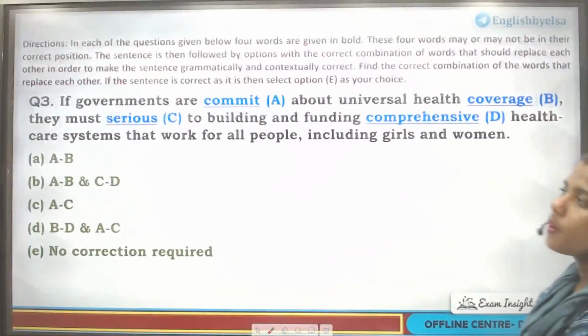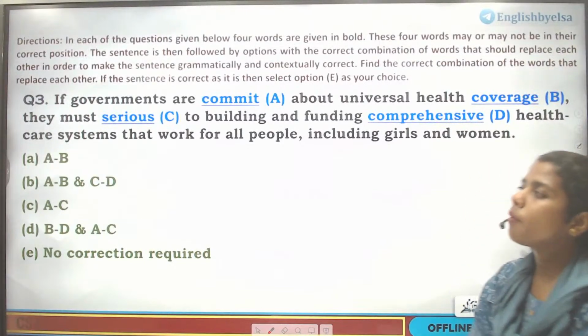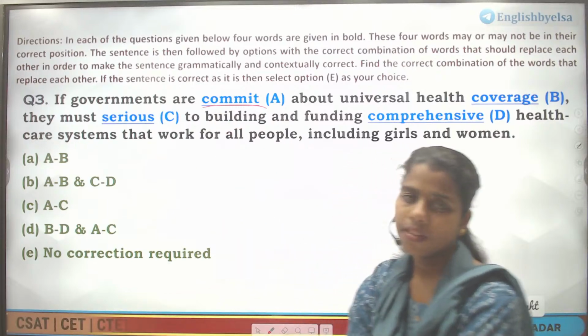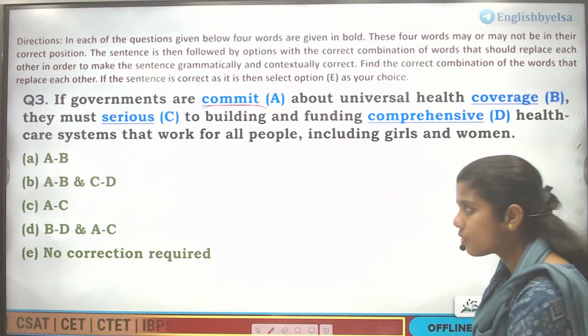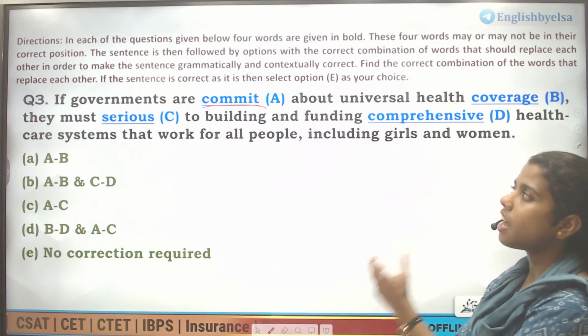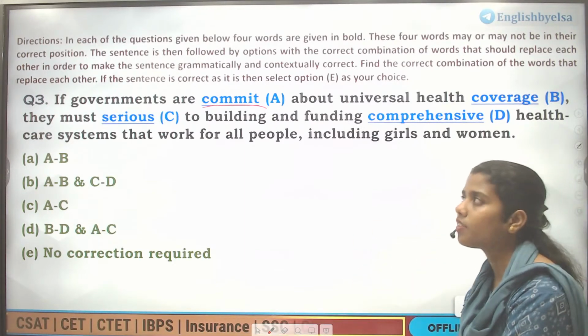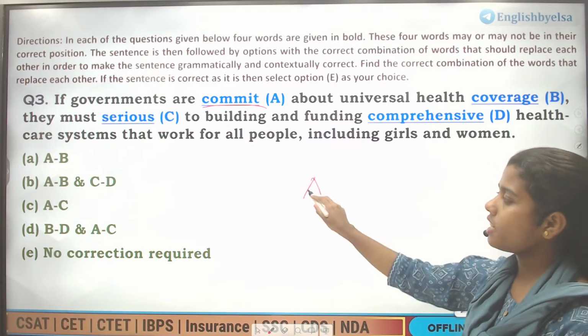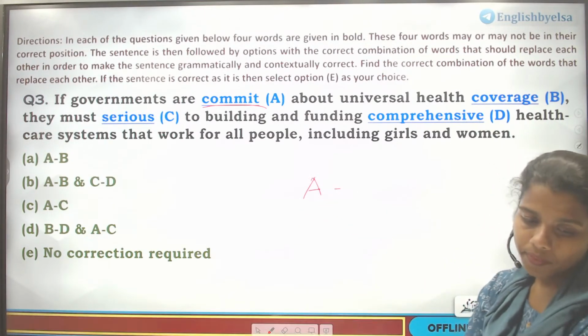Next question. If governments are commit about, just the first one is incorrect. By just starting to read the sentence, I understood. If governments are commit about, this is not the form, which is grammatically incorrect. That means A should be replaced with something.